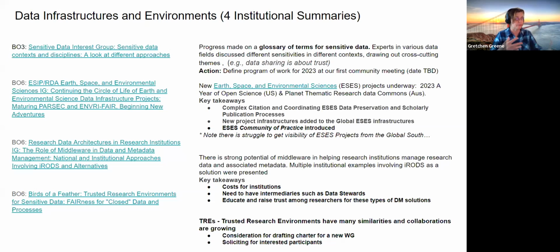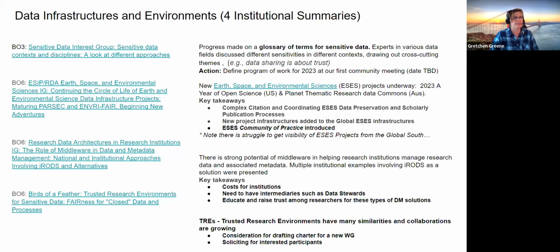So, one theme is that data sharing is about trust. If you're going to share across different data fields, especially in the area of sensitive data, you have to have mechanisms for trust. And they are working now on the plan for 2023, and they have a community meeting. There's a date still to be set for that, but they're moving forward in this direction.